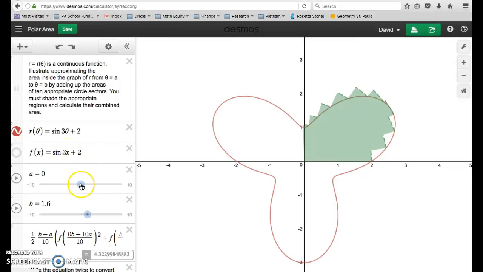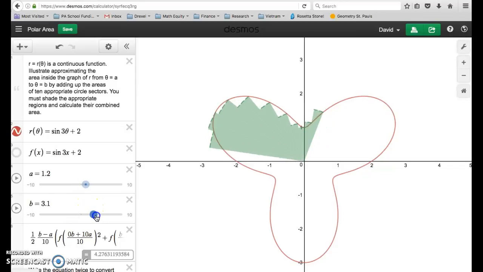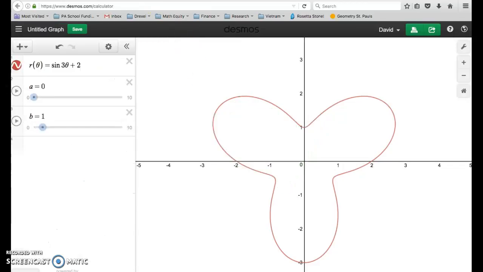And then you have your initial angle A, your terminal angle B, and you can see the sectors change appropriately. And the combined area of all 10 sectors is 5.36, which approximates the area contained within the curve. So today I want to show you just one small feature that went into the creation of this graph.